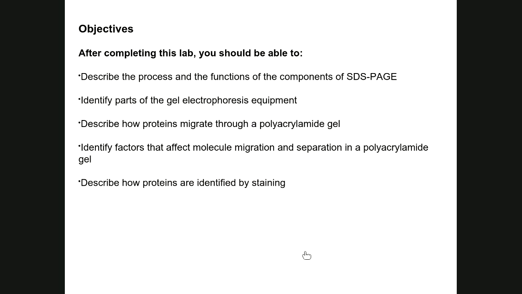The objectives for the lab are to describe the process and functions of the components of SDS page, which I'll start out with, identify the parts of the electrophoresis equipment, which I'll mention to you as we go, and describe how proteins migrate through a polyacrylamide gel. We'll start off by talking about three characteristics of proteins that can affect their migration through a gel, and then I'll point out which of those three is the characteristic that we want the protein to migrate through the gel, and how we eliminate the other two characteristics.